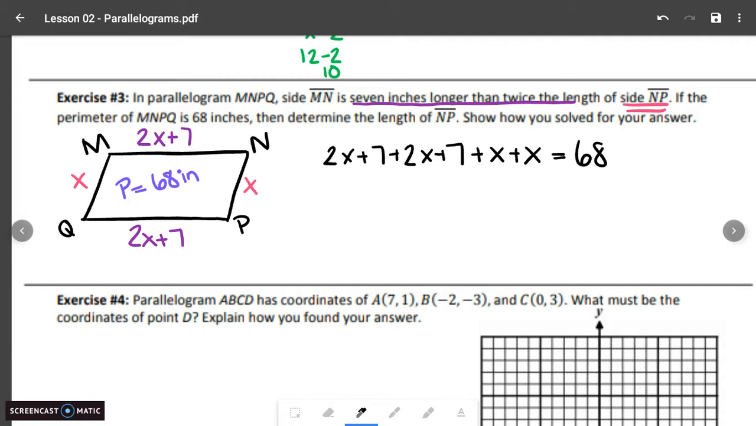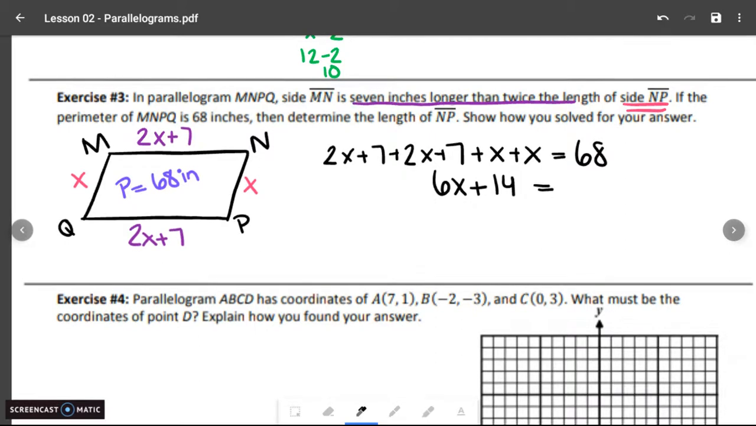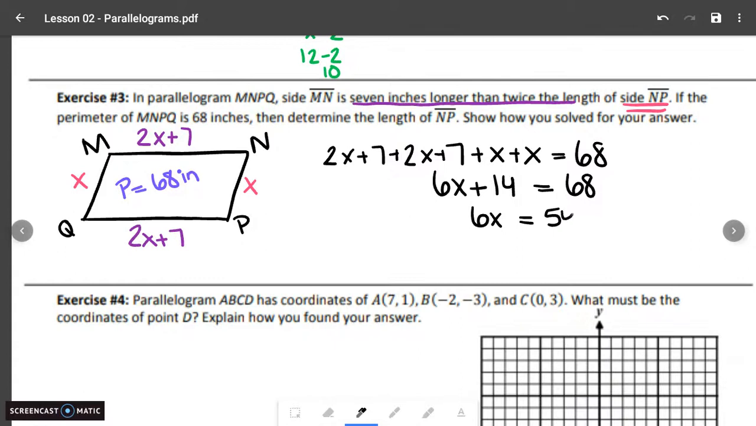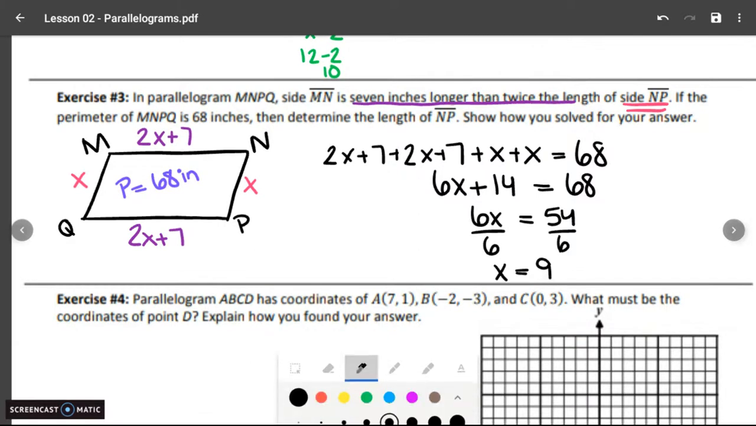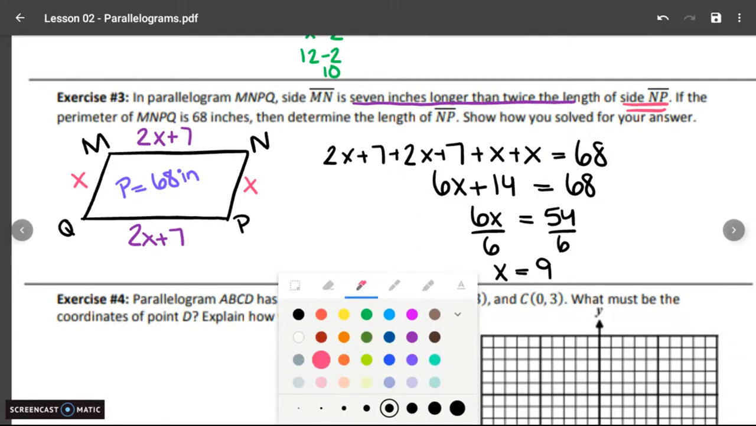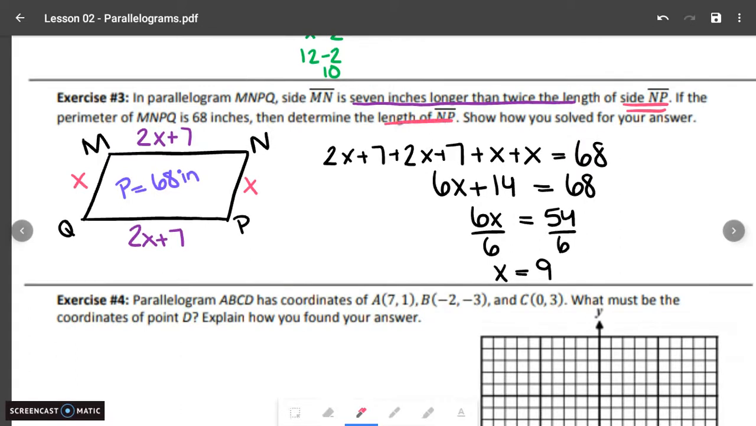Combining like terms, we end up with 6x plus 14 equal to 68. 6x is equal to, when we subtract 14 from both sides, 54. And when we divide by 6, we get x equal to 9. But we gotta be careful when we plug back in. We're looking for the length of NP. NP was just x, so we write it out as NP equal to 9.